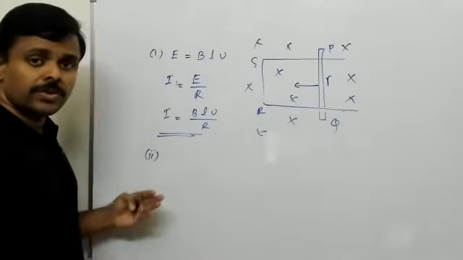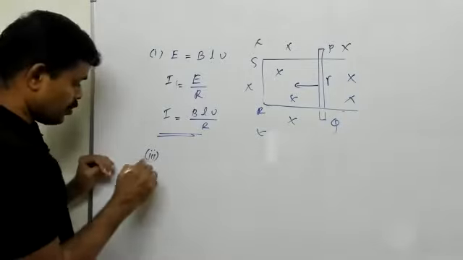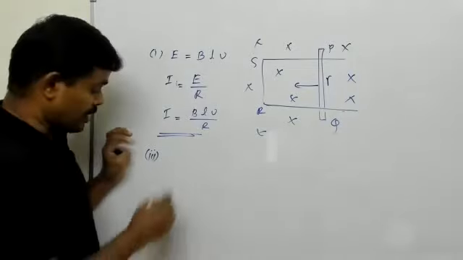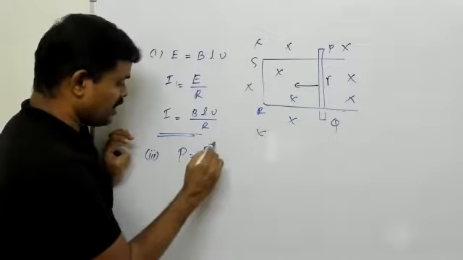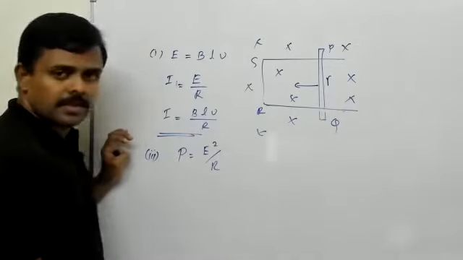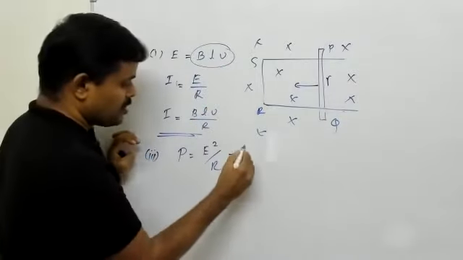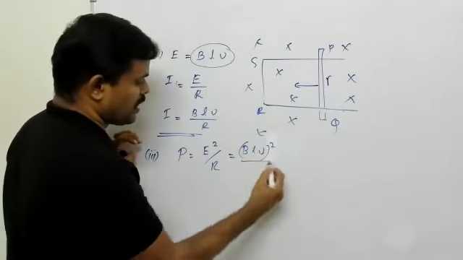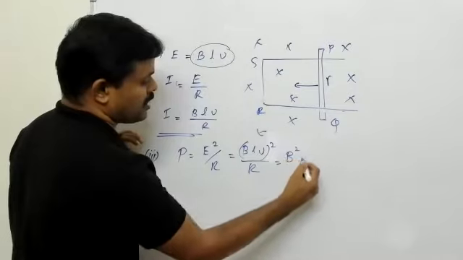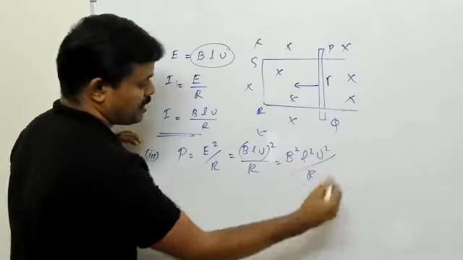So before finding force, you should find power. So let us do the third part first. What is the equation for power? Never learn this by heart. E square by R. E square by R. What is E? You have written E here, BLV. So BLV the whole square over R. It is B square, L square, V square by R.